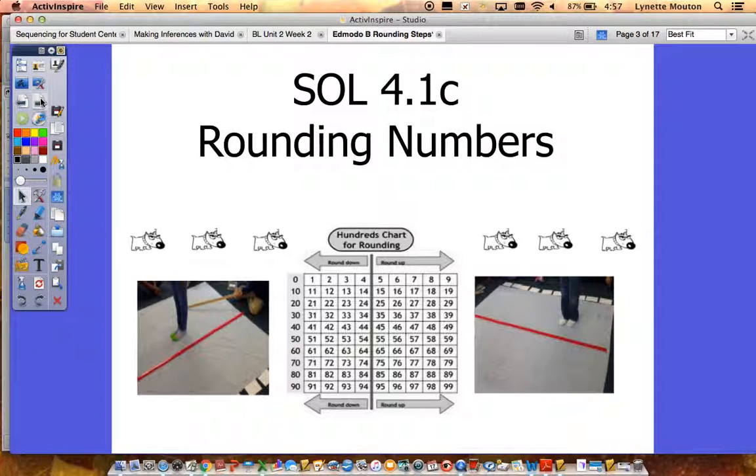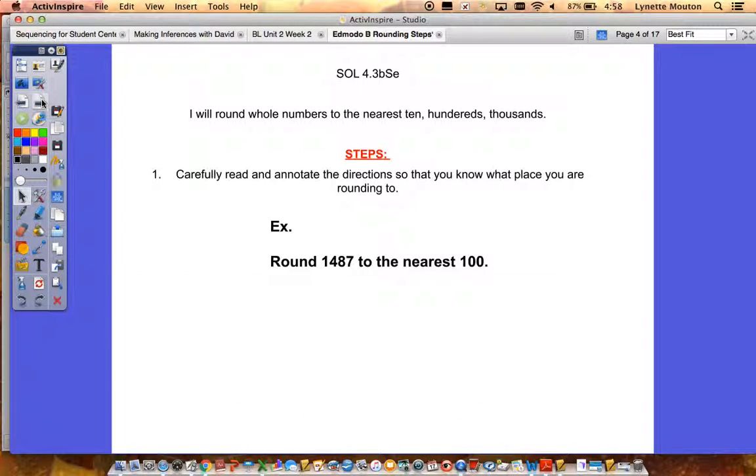So today in class we did a little experiment or practice on using the hundreds chart to help us round, and we'll continue it again tomorrow. So if you had difficulty today, don't worry about that, but we're using the hundreds chart to round. And these are the steps in that strategy.